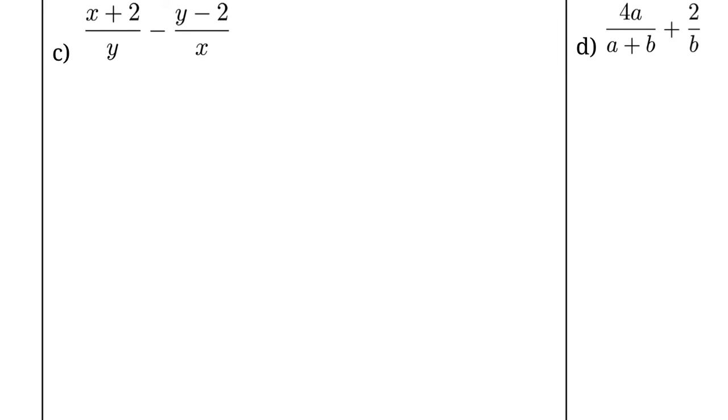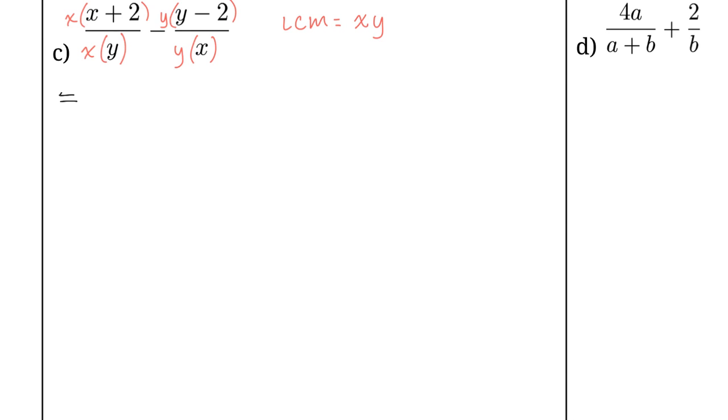In this next question, let's look at our denominators. So our first rational expression has a y in the denominator, and our second rational expression has an x in the denominator. So our lowest common multiple is just going to be when we multiply those together. So it's just going to be x times y. So that means our first rational expression, since we have a y in the denominator, we're going to multiply everything by x. And in our second rational expression, we're going to multiply everything by y.